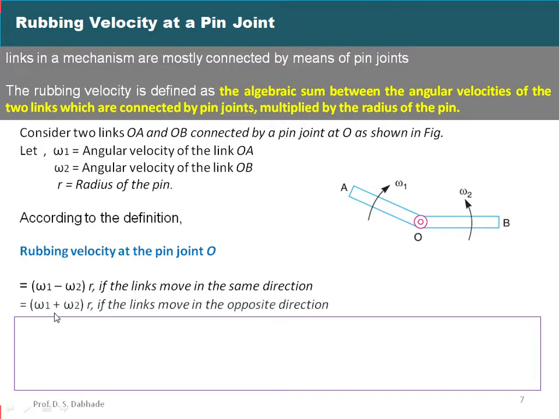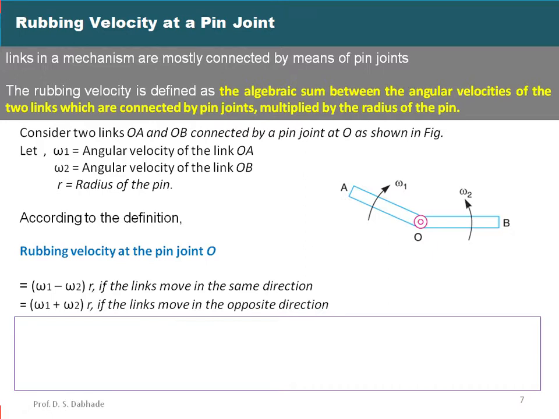The second part: if these links are moving in opposite directions, we have to take addition. So omega 1 plus omega 2 into r. Suppose omega 1 is in the clockwise direction and omega 2 is in the anti-clockwise direction, so omega 1 plus omega 2 into r. So you get the rubbing velocity at the pin joint in meter per second.